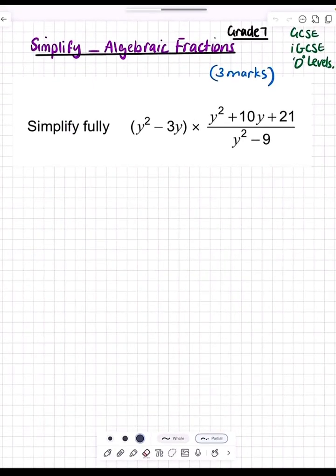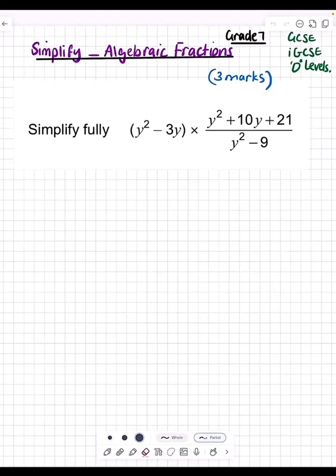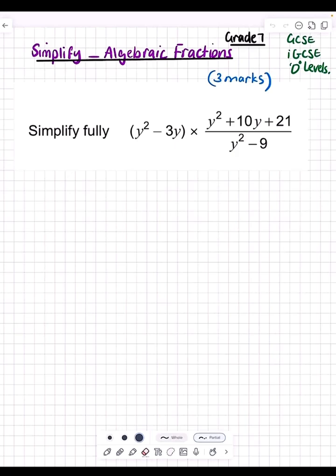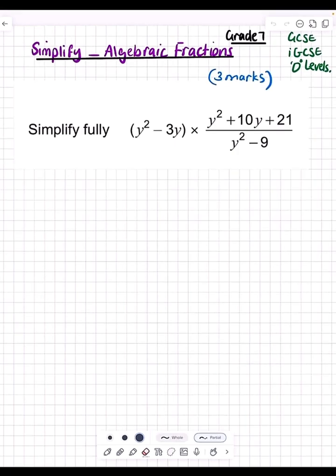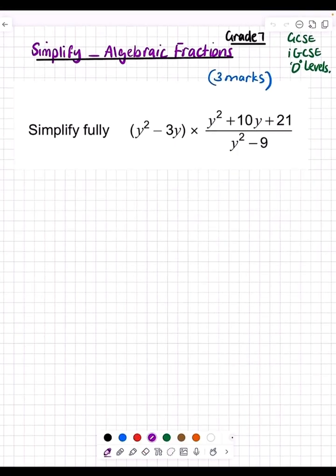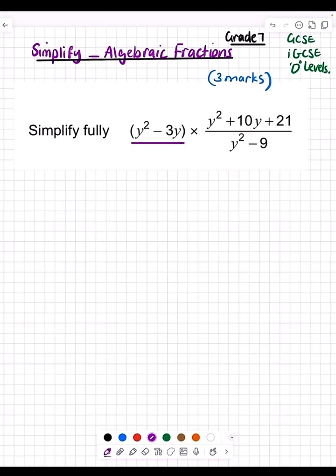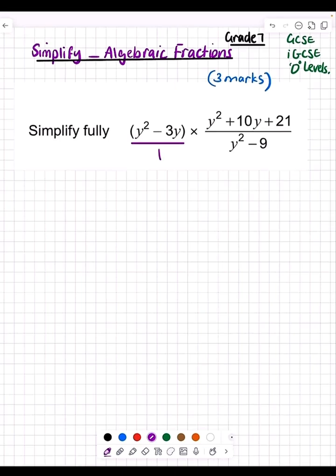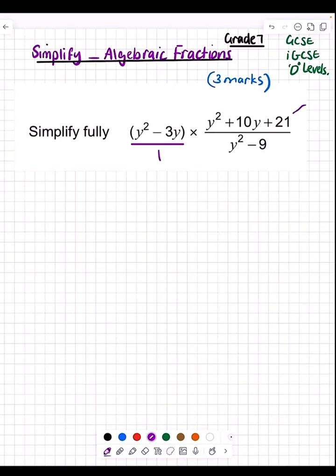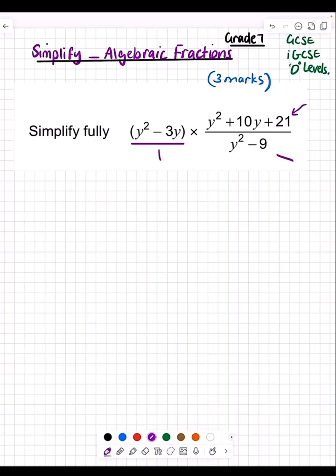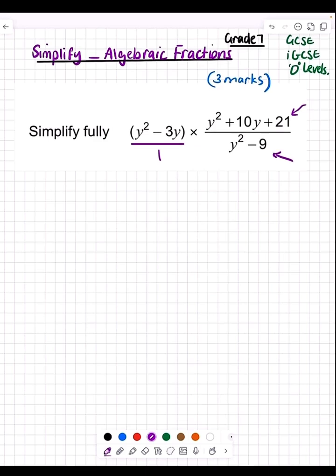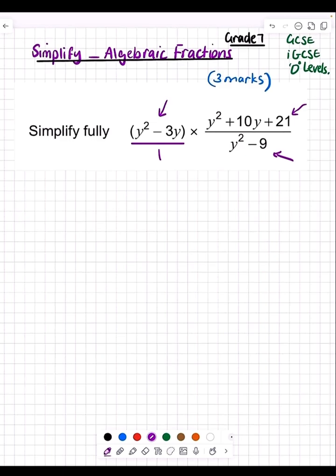A question on simplifying, and we have been given algebraic fractions, and it says simplify fully. Now, if you look at the first bracket, we can make that into a fraction, so it will be over 1. Now we have a quadratic expression at the top, and we also have a quadratic expression at the bottom here, but it's a difference of two squares. And we also got a quadratic term in that bracket.